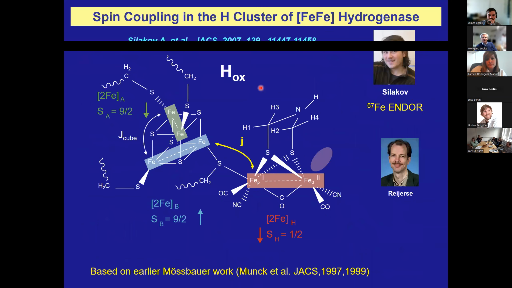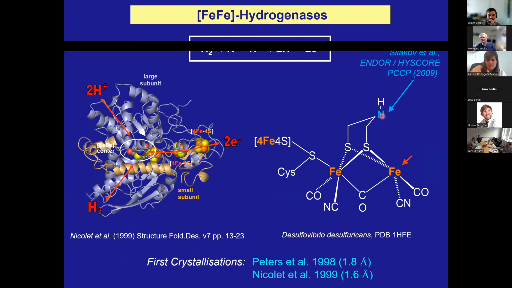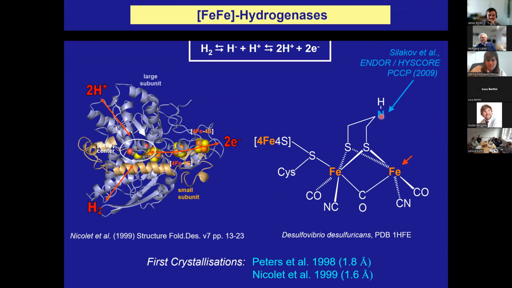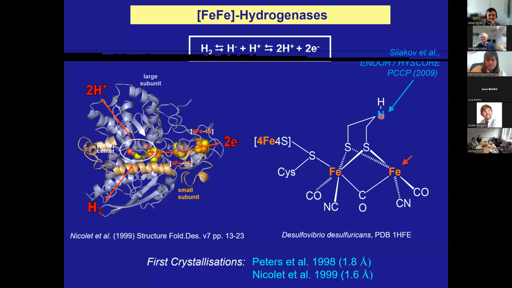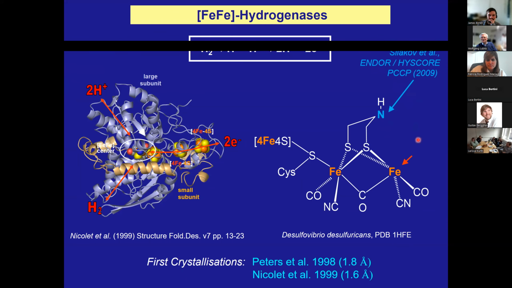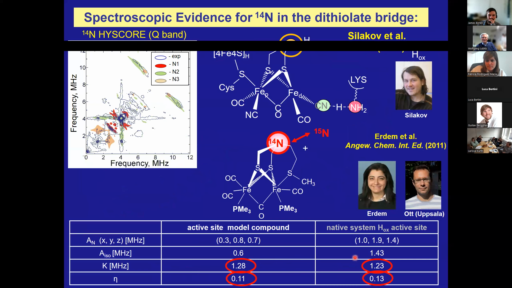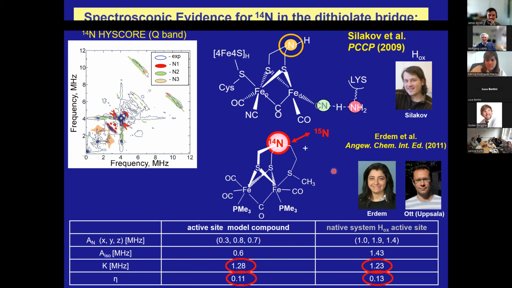in 2007. And this was the system that we had used from that. He also looked at the nitrogen in the ADT ligand before the maturation, the artificial maturation, was published in 2009. And we also compared it with a model system, which could be exchanged with N15.